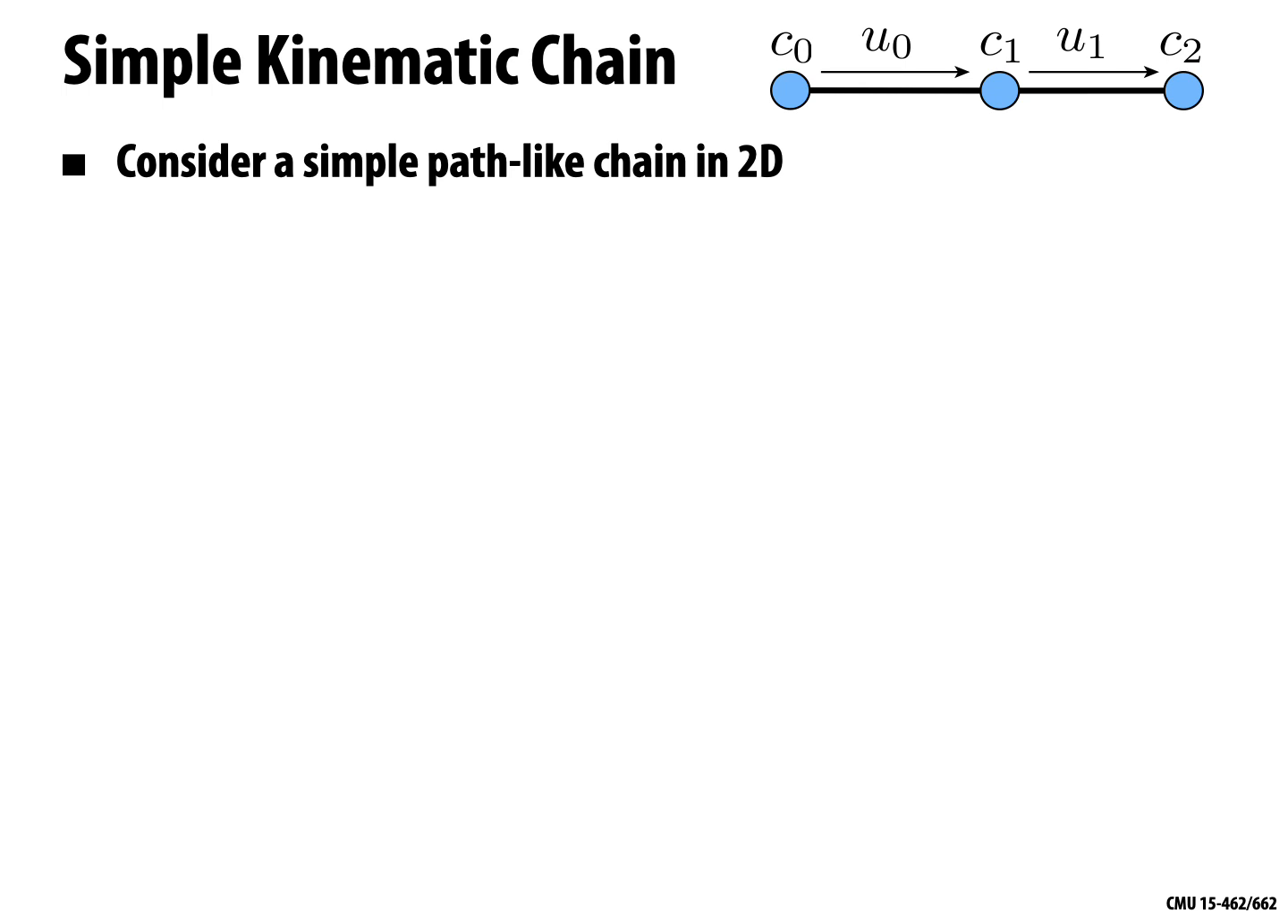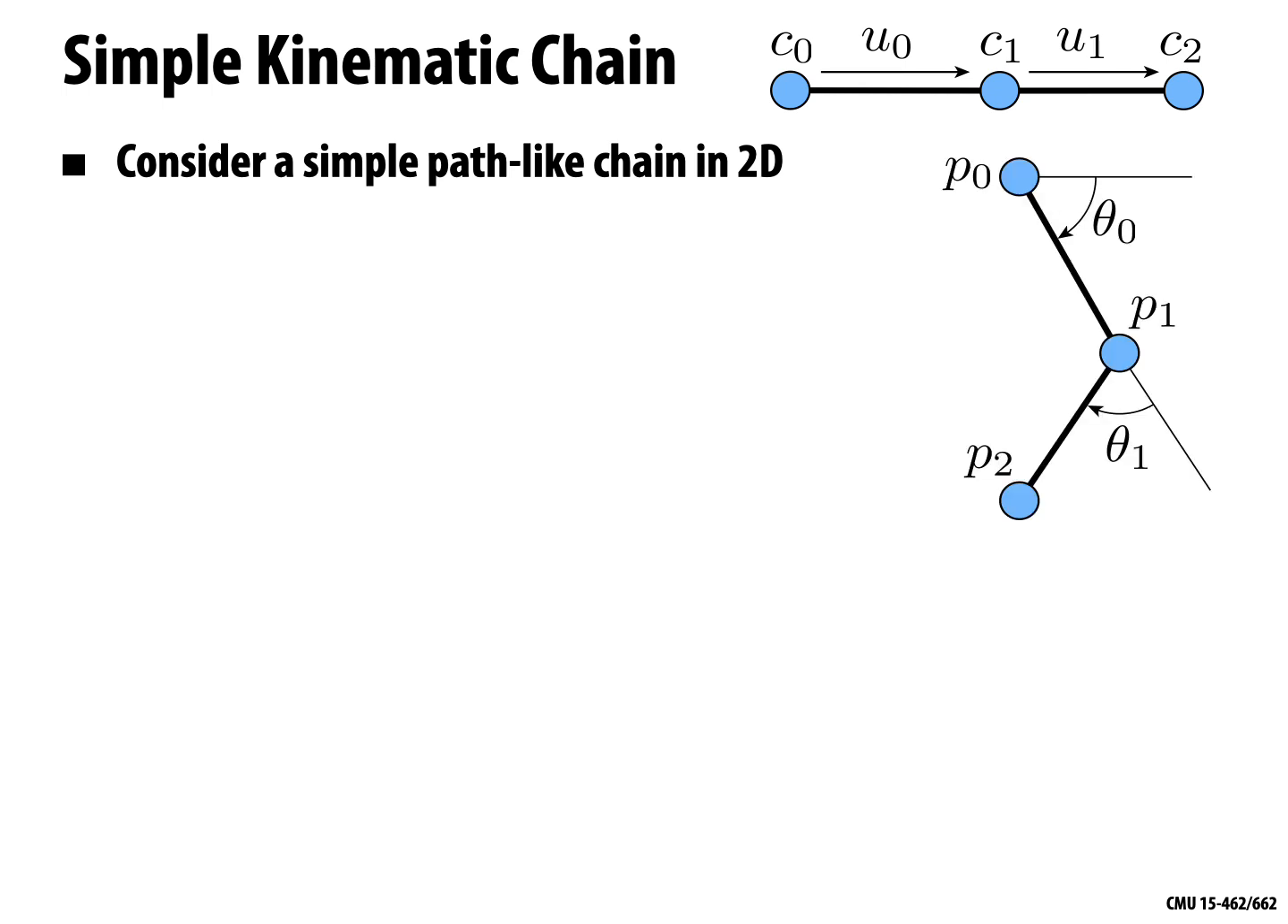Here's a really simple example of a kinematic chain. Let's just consider a path-like chain in 2 dimensions. We're going to have these 3 vertices, C0, C1, C2, and the vectors U0 and U1 between them. At any given moment in time, we're going to use P0, P1, P2 to denote the positions of those vertices.